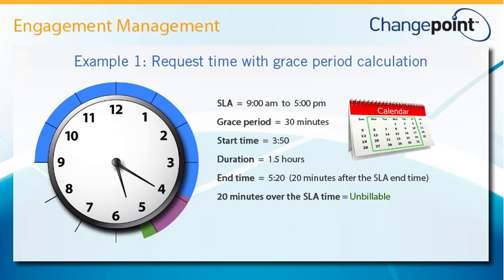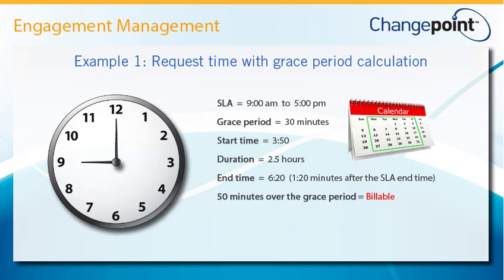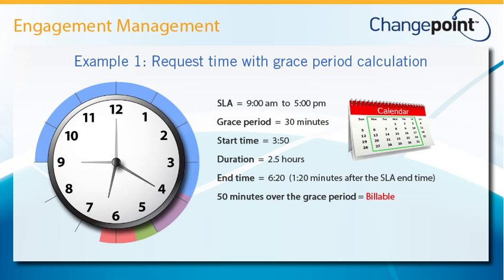If the support analyst starts working on the request at 3:50 p.m. for 2.5 hours, the work ends at 6:20 p.m. The 30-minute grace period starts after the SLA end time at 5 p.m. Therefore, only the time from 5:30 to 6:20, that is 50 minutes after the grace period has ended, will be billed to the customer.